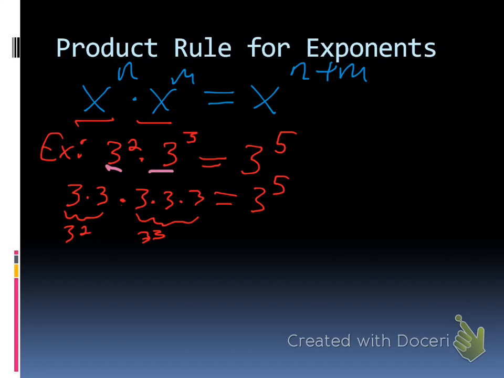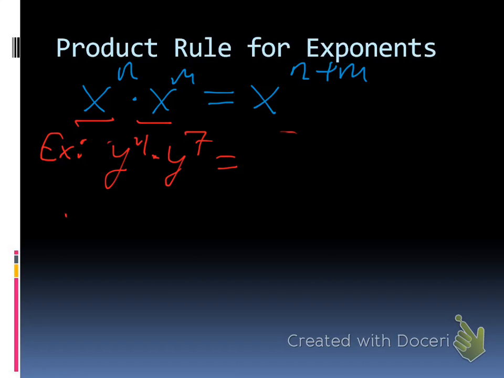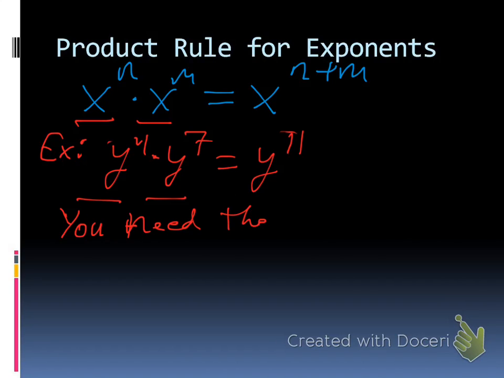I'm going to erase here again. Suppose that I had something with variables in it, like the one in the rule. Let's suppose I had y to the 4th times y to the 7th. Well, add the exponents because I'm multiplying. I've got the same base, so that's going to be y to the 11th. And that's the product rule. The most important thing is you need the same base. Alright, cool. Let's go on to the next one.